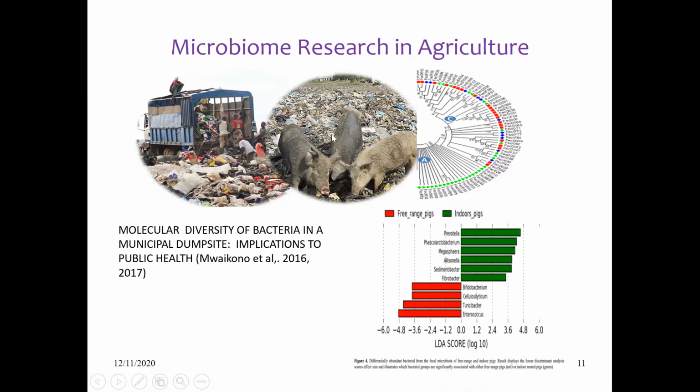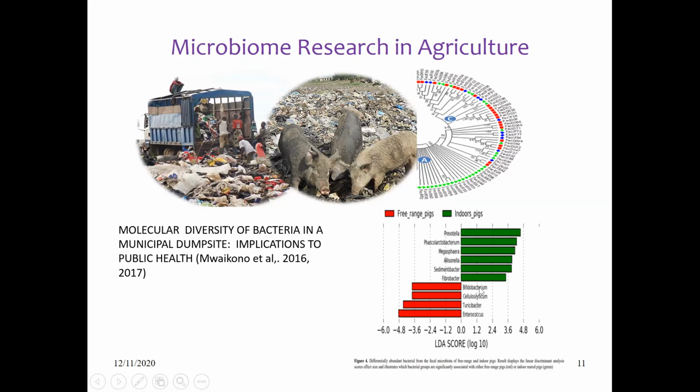Actually, I also did a comparison of the profile between the pigs that are found on the dump site. These pigs were there throughout their life, but I also monitored some pigs that were raised indoors, far away from the dump site. Then I transferred them to the dump site and monitored them for 1 month to see what the profile could be. Interestingly, I could see the profile here. As you see, the green are the indoor pigs and the free-range pigs are in red.